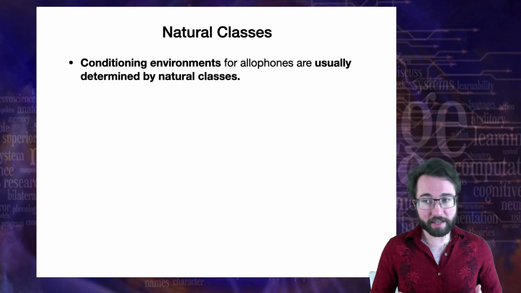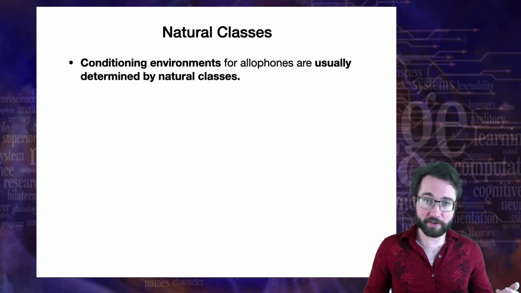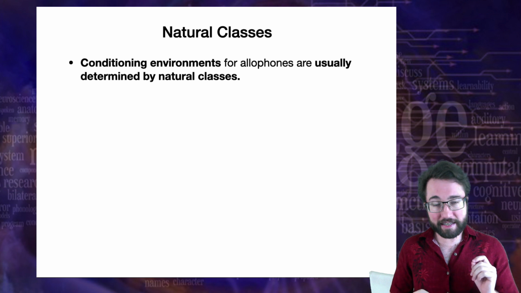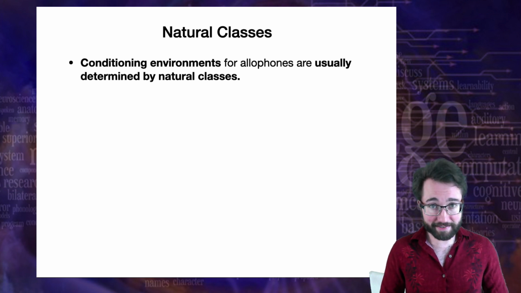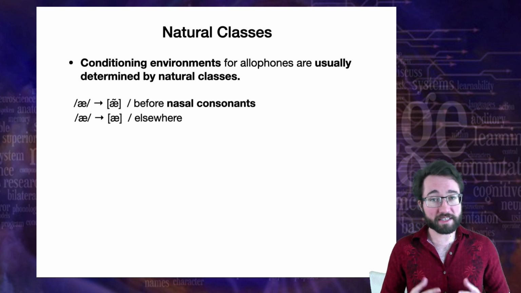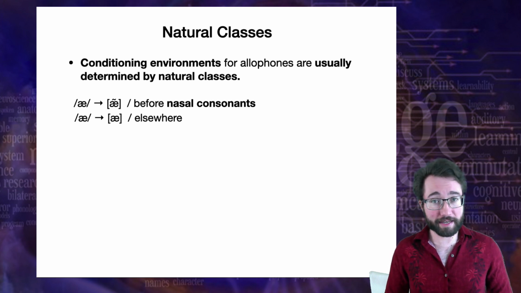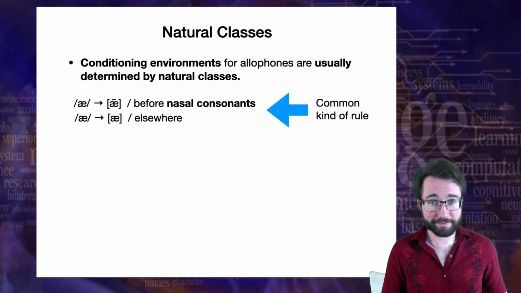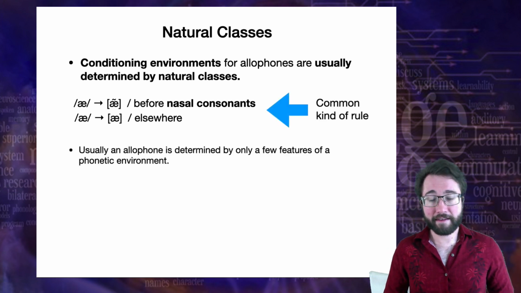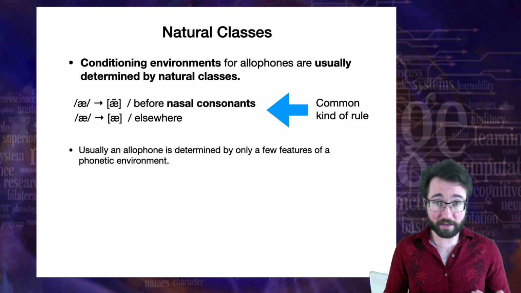So it turns out that when you look at the phonological rules which describe phonological patterns across many different languages, the conditioning environments for allophones are usually determined by these natural classes. So this kind of rule is really, really common. This is a rule where the conditioning environment is determined by a natural class, in this case, of the following consonant. In fact, usually the allophones are determined only by a few features of the phonetic environment.